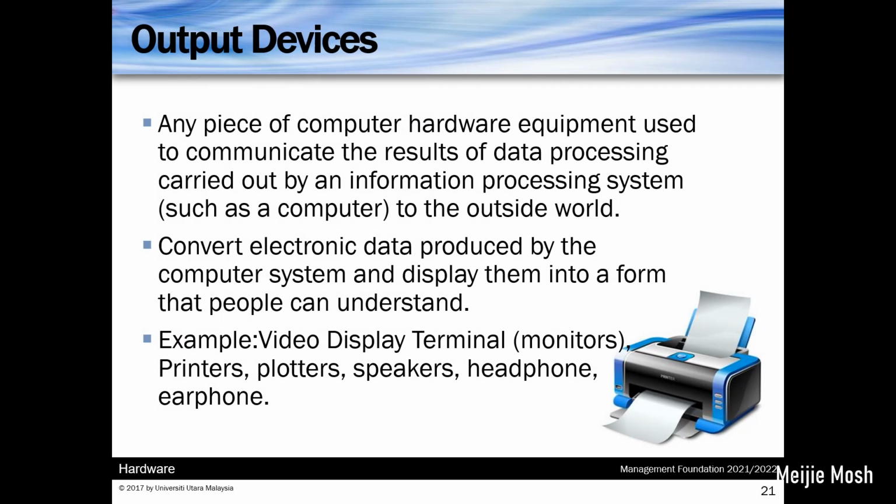An output device is any piece of computer hardware equipment or the electronic parts of the computer that show the results of data processed in a computer. Output devices are used to communicate the results of data processing carried out by an information processing system such as a computer to the outside world. They convert electronic data produced by the computer system into a form that people can understand.